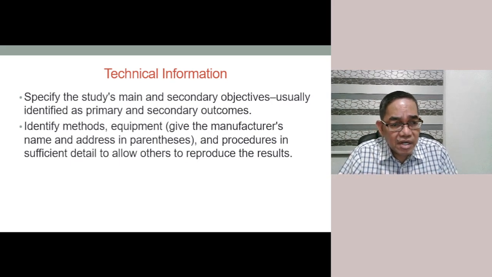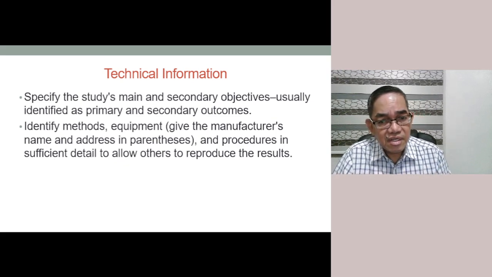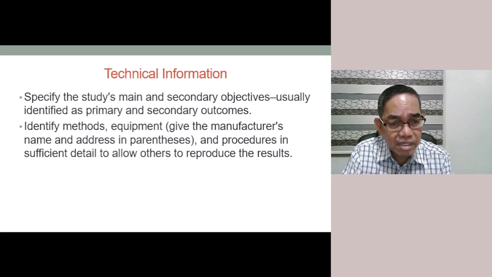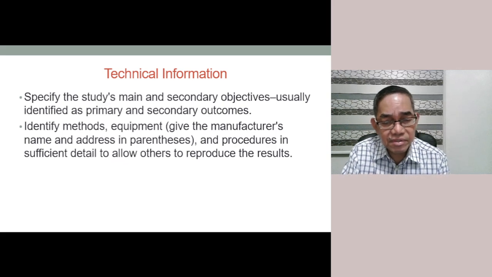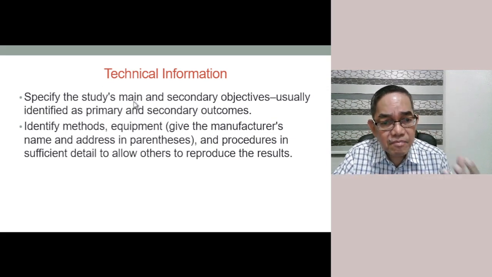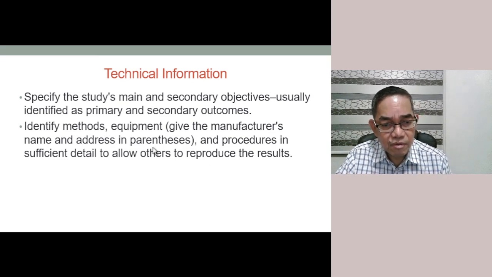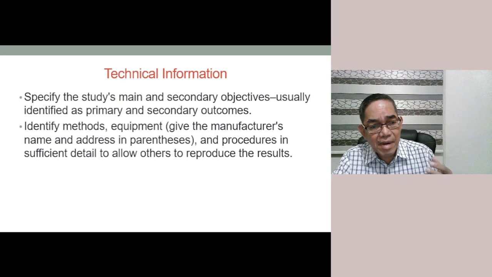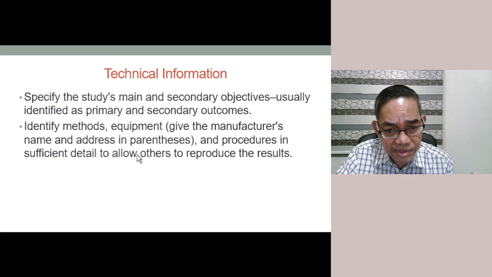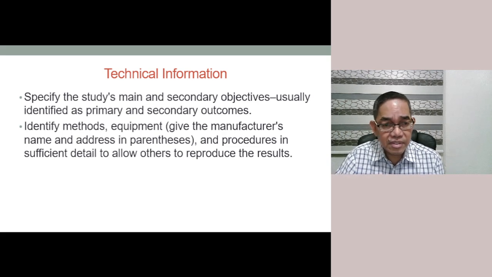In the technical information, you specify the study's main and secondary objectives. Usually, these primary or secondary objectives are identified in the method sections as primary or secondary outcomes. And these primary and secondary outcomes come from the objectives of the study. Identify methods and equipment. When you have the equipment that you use, you give the manufacturer's name and address in parentheses, and procedures in sufficient details to allow others to reproduce the results.